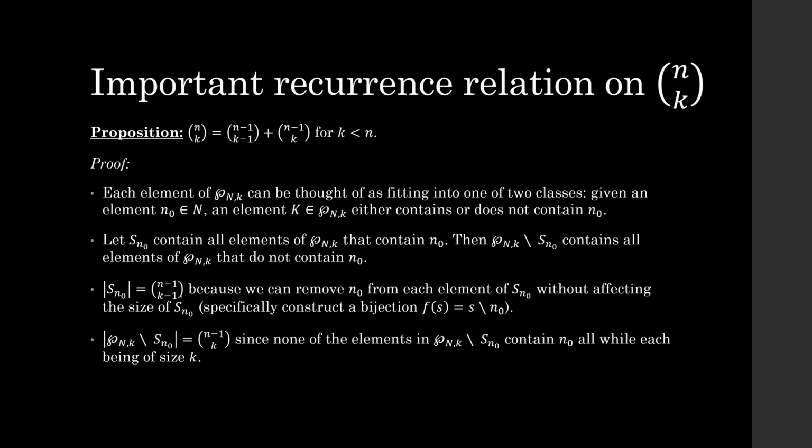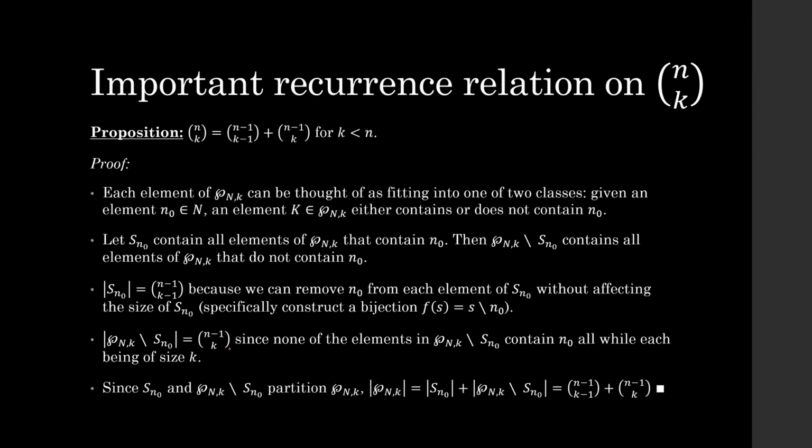And let's look at the size of the other set, which is P n k remove S n0. And I claim for a similar reason that this is going to be n minus 1 choose k. And why is that? Well, none of those contain n0, so once again I can think about looking at the original set N remove n0, which is going to be a set of size n minus 1. Except all these guys are going to be of size k, so it's the same case as before, except now all the guys are size k, so instead we're going to have n minus 1 choose k instead of n minus 1 choose k minus 1.